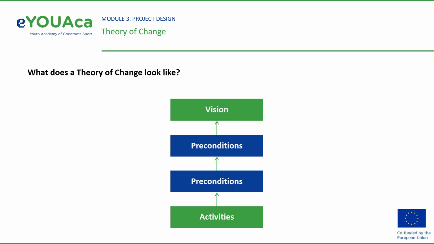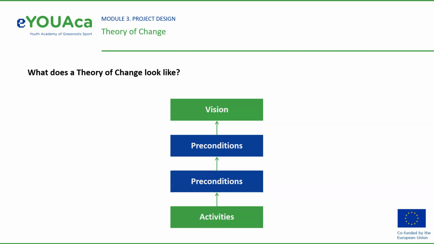The process of developing a theory of change should begin with a description of the project's vision, also called goal or impact. This is the long-term overall change that your project is working towards. If your project is part of a program, there might be several projects all contributing to the same vision.